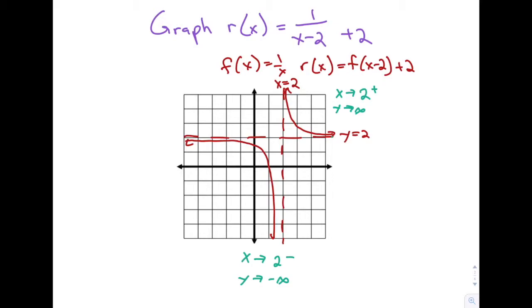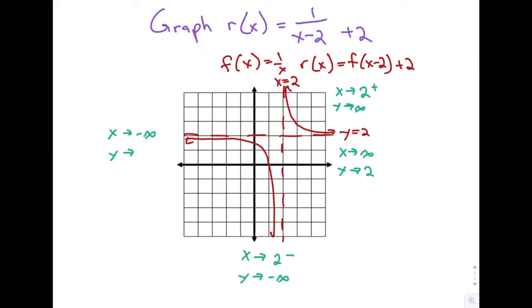Similarly, we might say that as x gets really, really large, what value does r approach? X approaches infinity is the same thing as saying x is getting really large. Y goes to what? Y goes to 2, right? The larger that we make x, the smaller the term 1 over x minus 2 becomes, which would leave us with just 2. And then similarly, as x approaches negative infinity, y goes to positive 2.